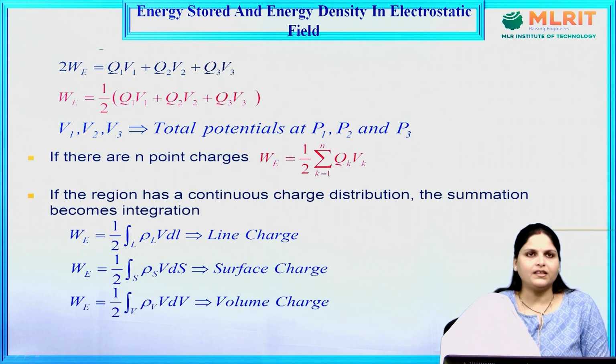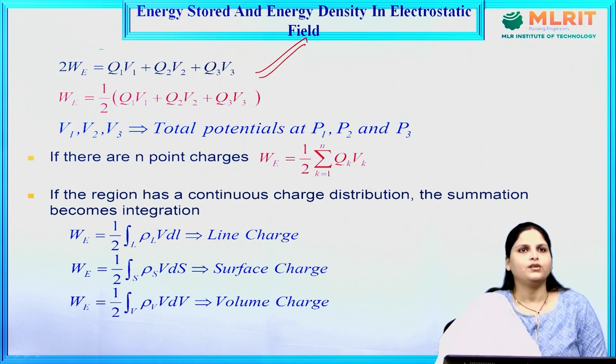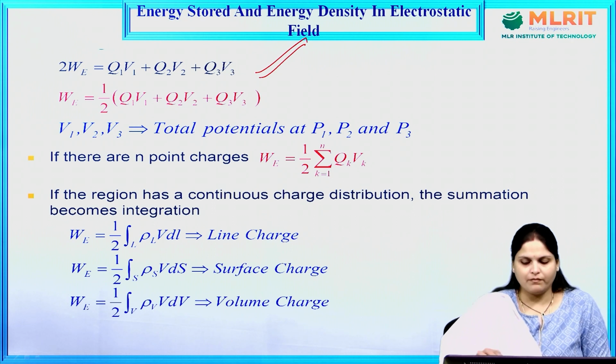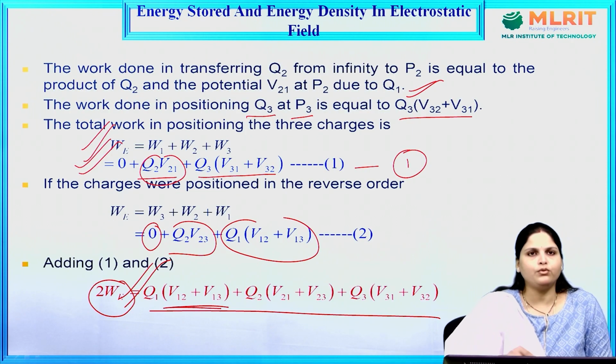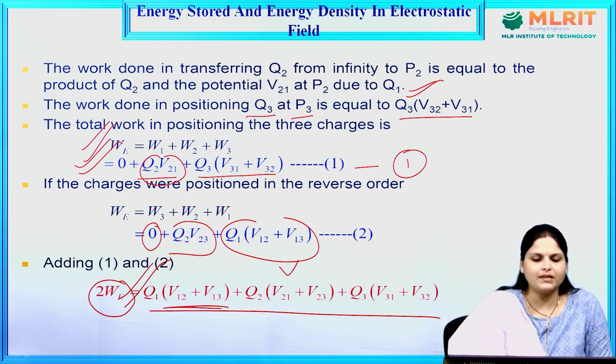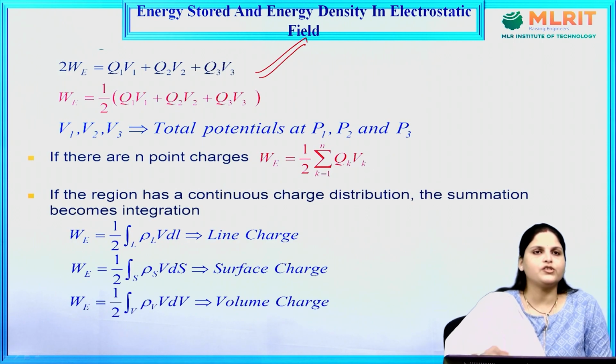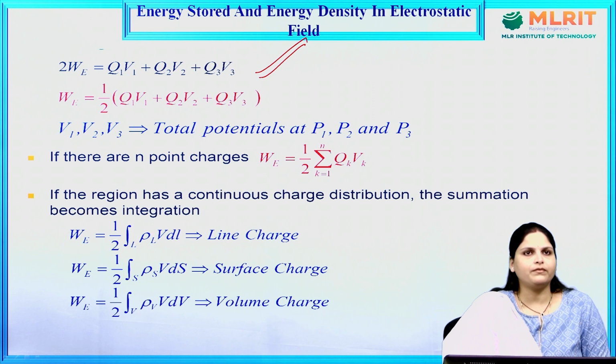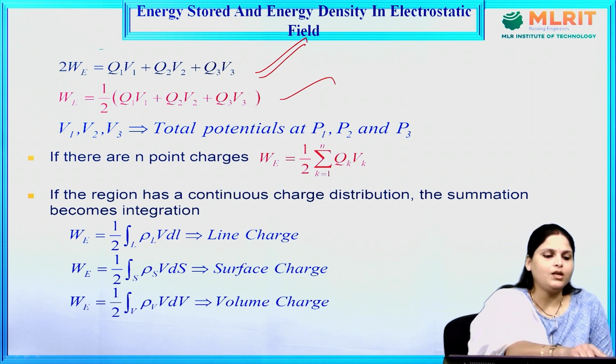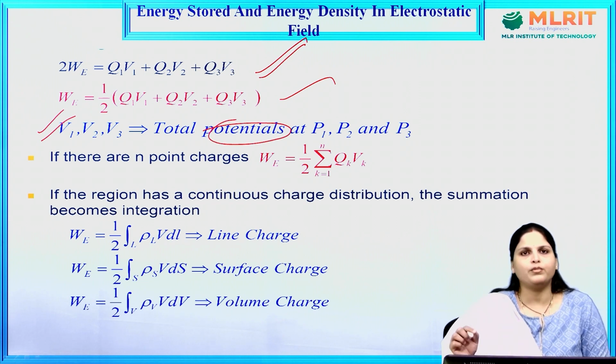Further we can write this equation in this form: 2WE equals Q1 V1, where V1 is V12 plus V13. Similarly, the next can be written as V2 and the next as V3. So finally we get 2WE equals Q1 V1 plus Q2 V2 plus Q3 V3. Further solving, WE equals 1 by 2 times (Q1 V1 plus Q2 V2 plus Q3 V3), where V1, V2, V3 are the potentials at positions P1, P2 and P3.